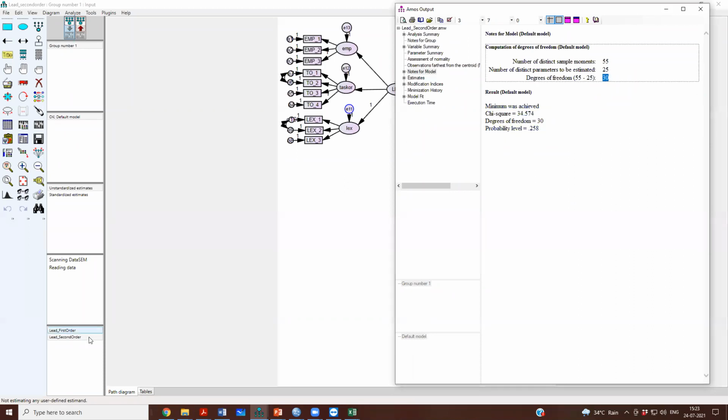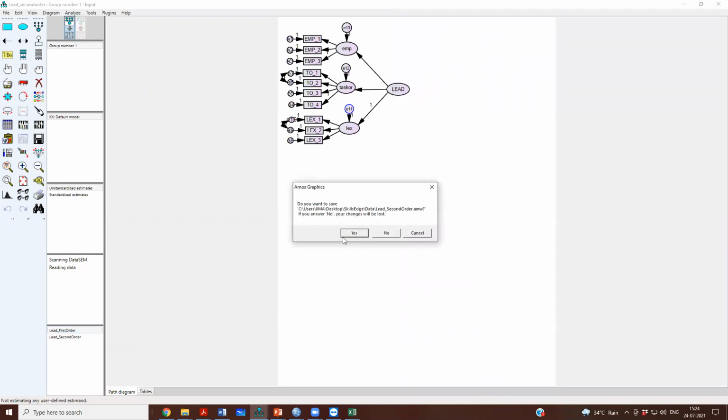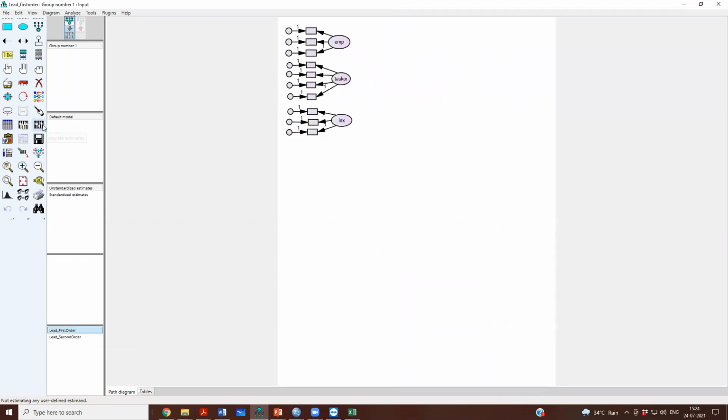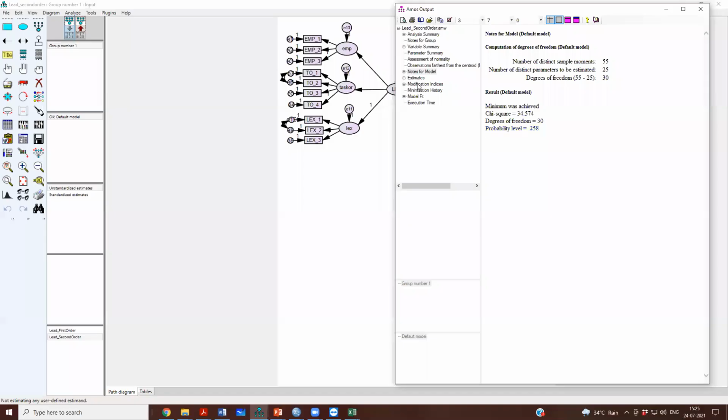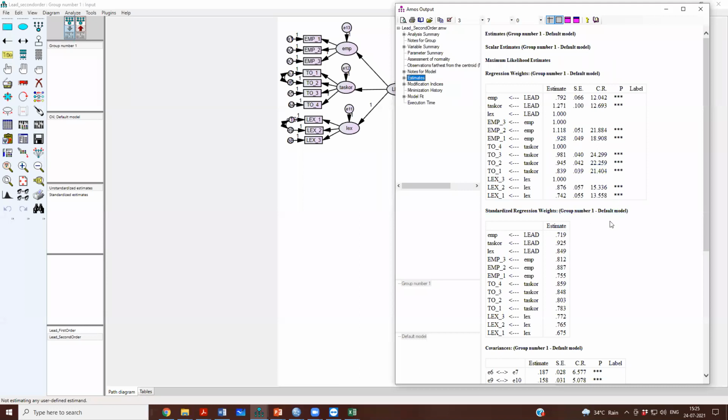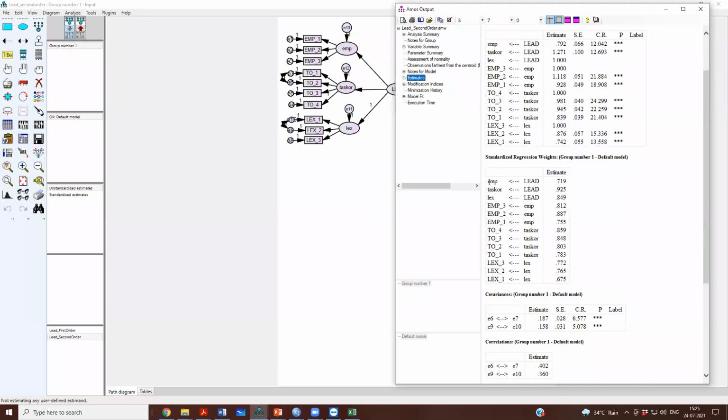If you can, you can verify in the first order factor model also, we were getting the same degrees of freedom. The only thing that you will see that comes out is now we will have three more paths here.